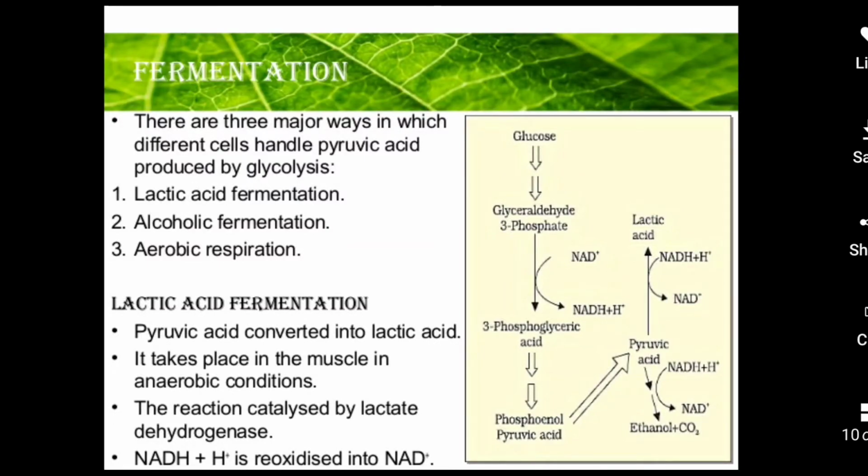The pyruvic acid is first decarboxylated to acetaldehyde in the presence of enzyme pyruvic acid decarboxylase and thymine pyrophosphate. Acetaldehyde in the presence of the enzyme alcohol dehydrogenase and coenzyme NADH2 is reduced to ethyl alcohol. NADH2 is oxidized to NAD. So ethyl alcohol is formed in alcoholic fermentation.